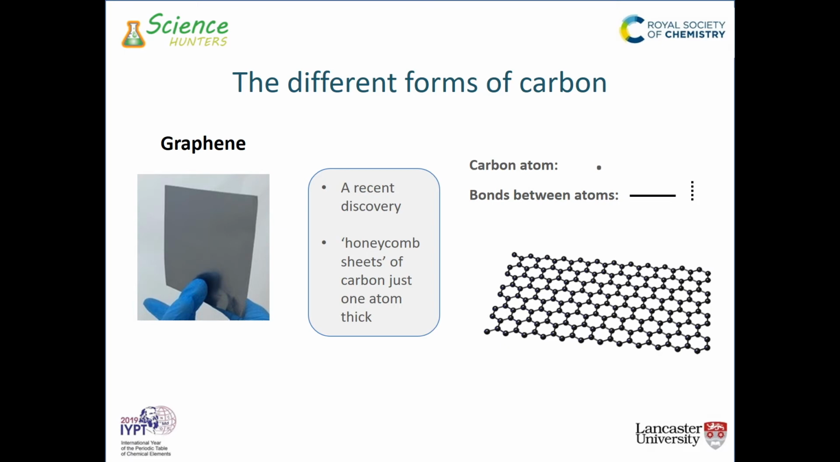Now let's look at graphene. Graphene is a single sheet of graphite. It is a recent discovery made of something called honeycombed sheets of carbon that are just 1 atom thick. This makes it very strong for its size, 200 times stronger than steel. Because it is so thin and strong and it conducts electricity, it can be used in sensors and electronics.